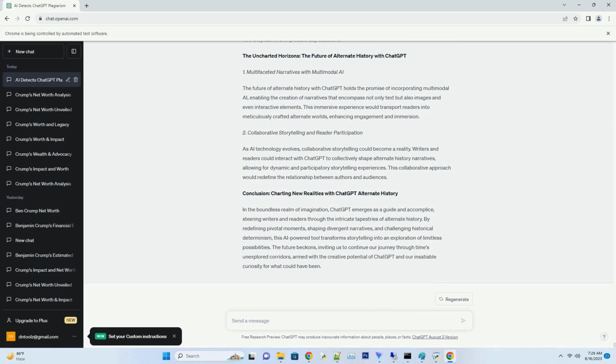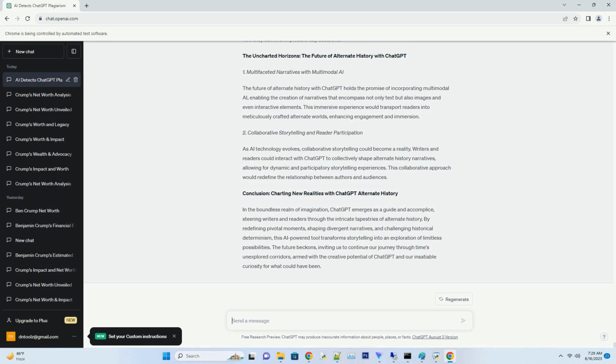Narratives of impact, the significance of alternate history. 1. Inspiring critical thinking. The exploration of alternate history stimulates critical thinking and prompts readers to consider the multifaceted nature of causality. Through the lens of counterfactual scenarios, ChatGPT-enhanced narratives encourage audiences to ponder the interconnectedness of events and how the tiniest of changes can lead to monumental shifts.